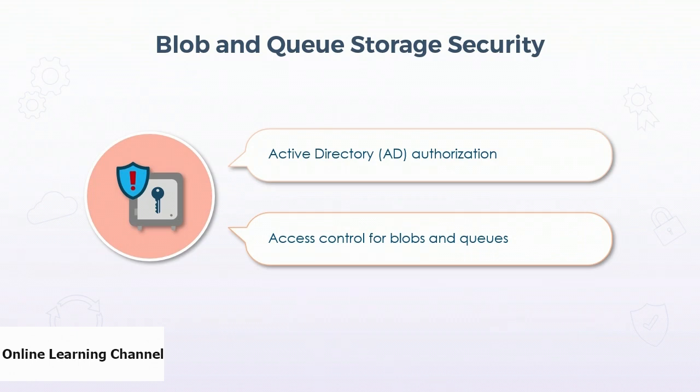Now, once you have these identities, whether they're users or apps, you can use the access control features for data services like blobs and queues to grant certain kinds of access to your data. You don't have to give full administrative rights, you can give read-only if you want to.